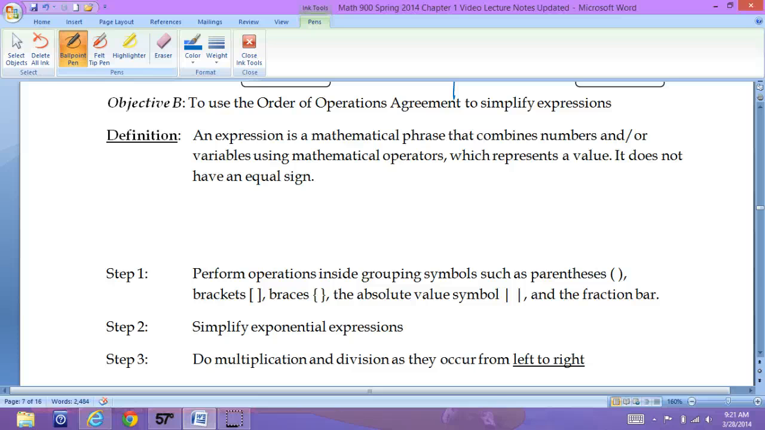An expression does not have an equal sign. Now you could add your little equal sign to the expression afterwards, but that doesn't make it an equation. So 7 plus 5 is an expression. There's no equal sign, and there are numbers, and there's a mathematical operator, which is the addition. And I will ask throughout this course, what's the mathematical process? What's the mathematical operator that's happening? And what I'm referring to is addition, subtraction, multiplication, or division. Those are mathematical operators.